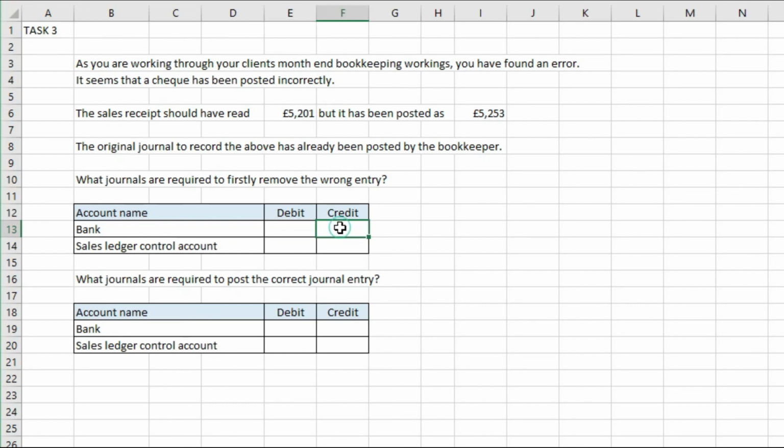So in order to get rid of that journal entry, I'm going to credit the bank and debit the sales ledger control account, so that our sales ledger control account doesn't show that any receipt has been received, and our bank doesn't show that either. And then we're going to post the correct entry here. So in the bank, we should have 5201, and we're going to reduce the sales ledger control account by 5201 as well. So I hope that makes sense there.